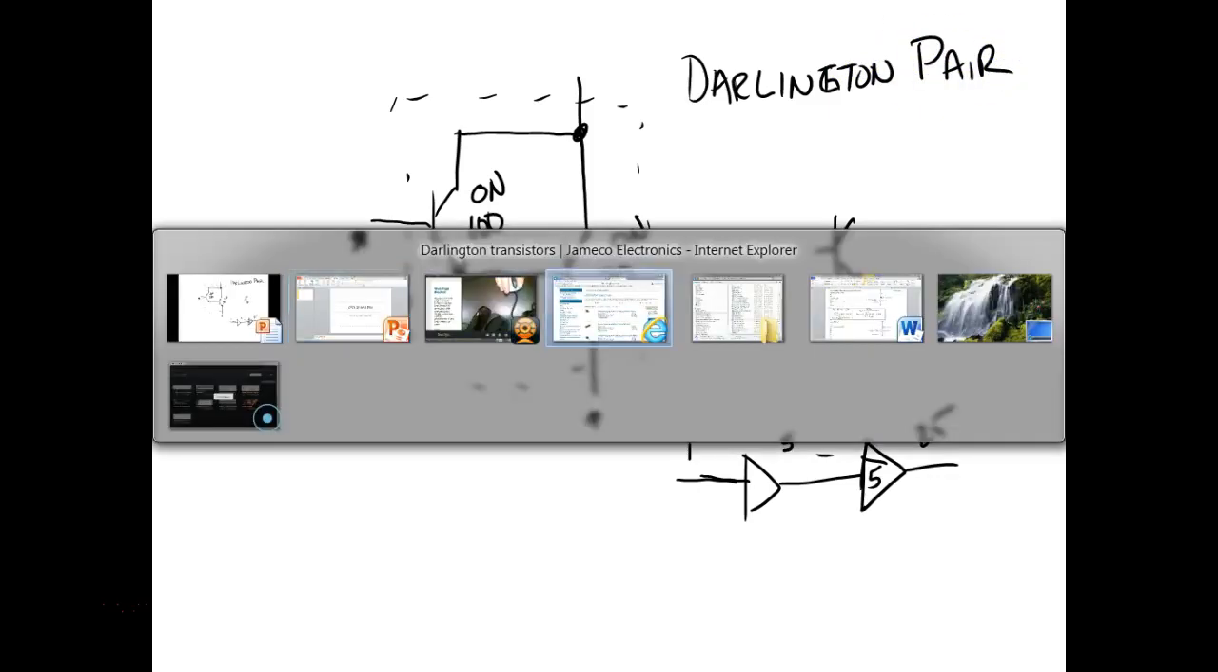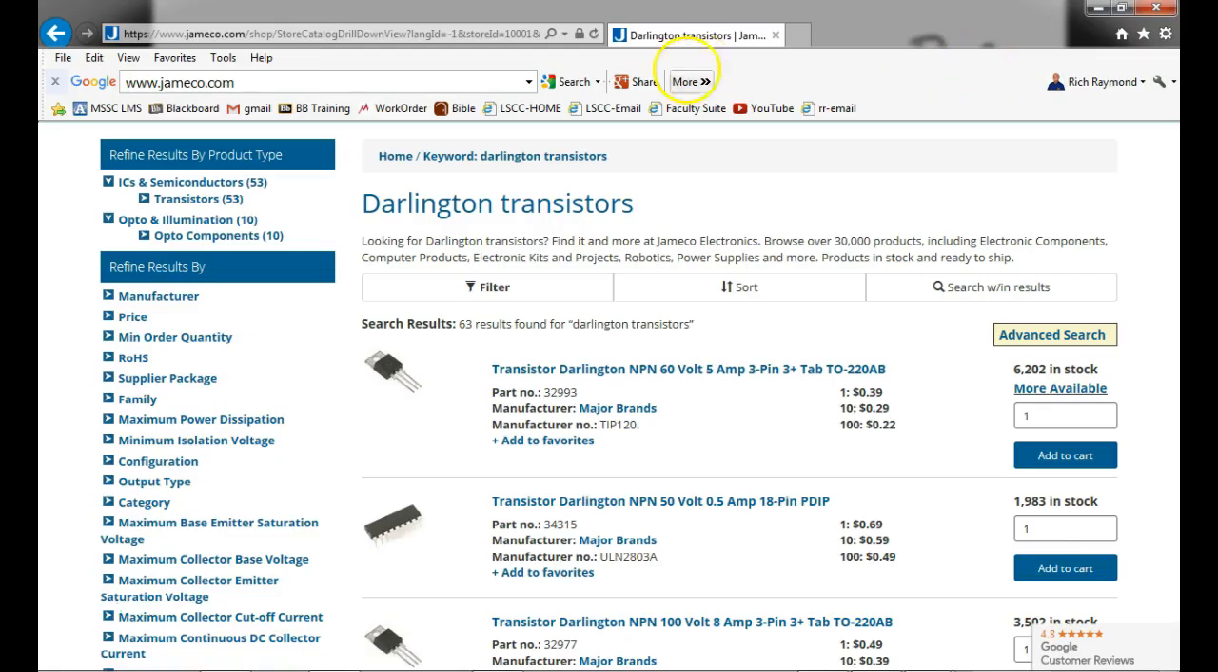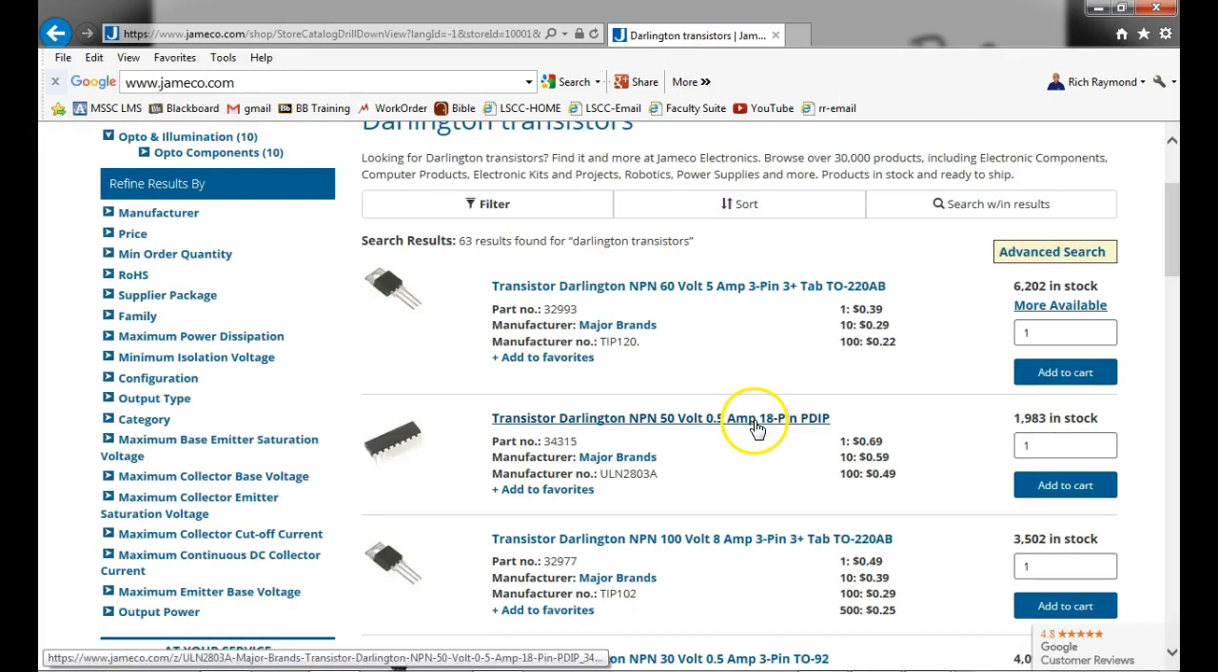You go up here and look at the Digi-Key catalog, and the Darlington pairs are in the same packages, the same dang package, the TO-220 package. So what does TO stand for? We've already talked about that.